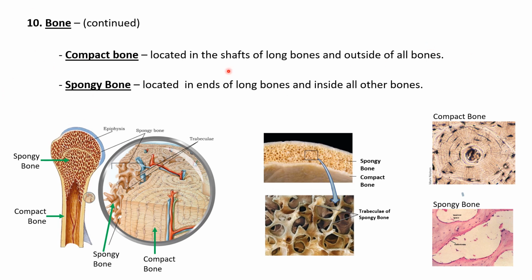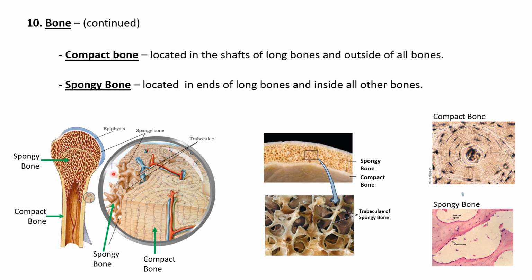So compact bone, there's two types of bone. Compact bone is located in the shafts of the bones and then the outside of all the bones. So the shafts of the long bones, like your arm and leg bones, but then the outsides of all bones. So you have a flat bone here, has compact bone on the outside. This might be in the skull. And then spongy bone is located in the ends of the long bones right here.